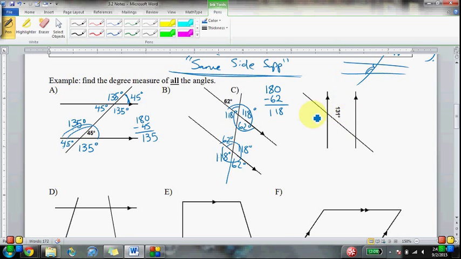Same thing over here. Now I'm starting with the obtuse angle. So I know all the obtuse angles on here are going to be 131. So pair up your vertical angles and your corresponding angles. Now I've got to figure out what all of the acute angles are.